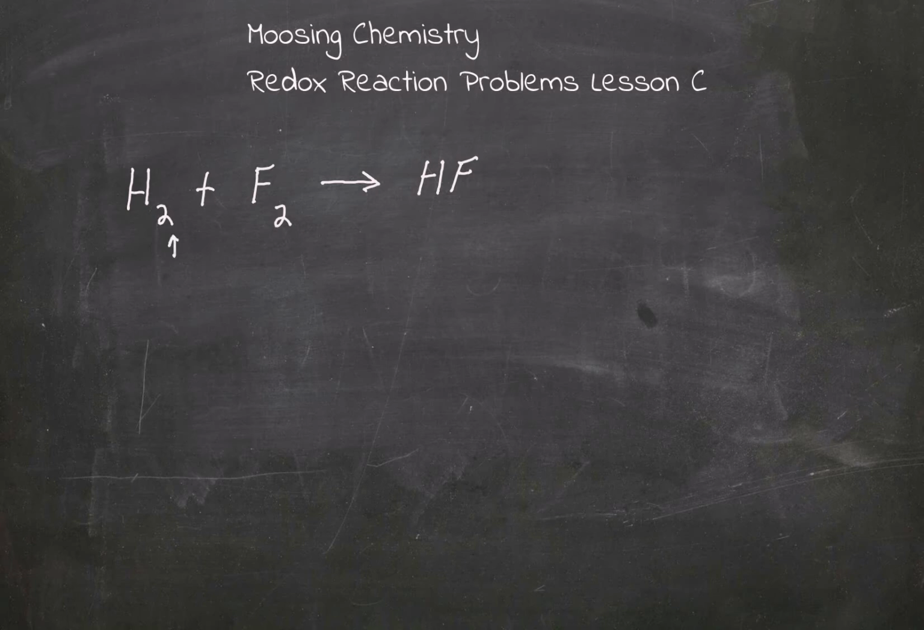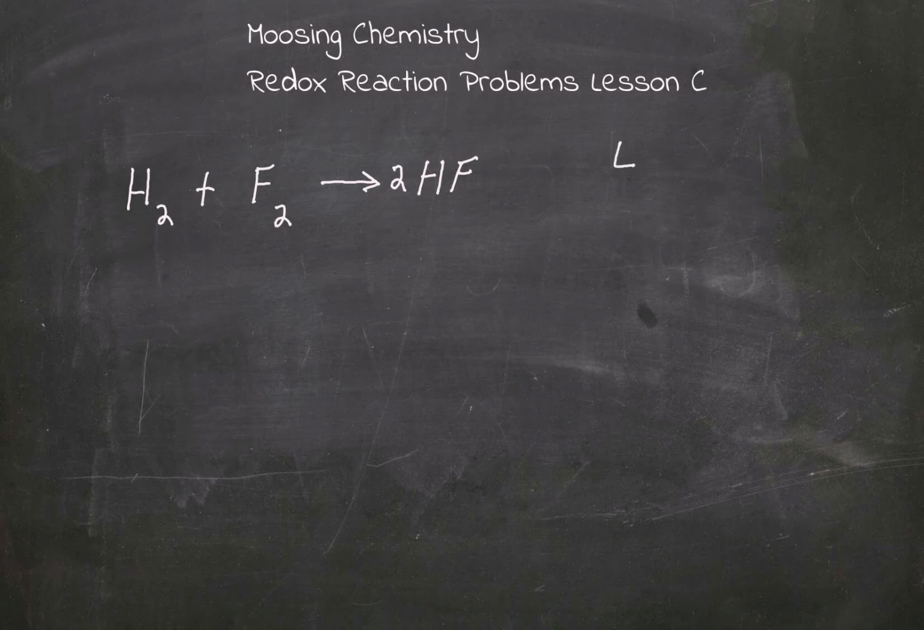Notice that there's a 2 here and a 2 here. So we need to have a 2 for both the fluorine and the hydrogen on the right side. So let's do that. Put a 2 right there. Now the equation's balanced. All right, now what we're going to do is figure out who's being oxidized and who's being reduced.